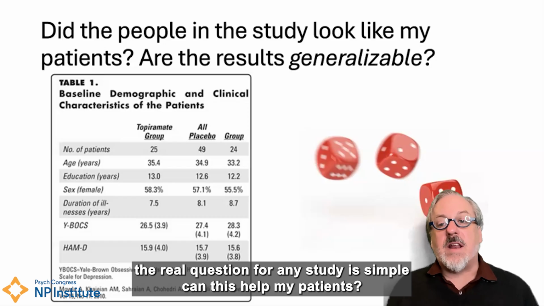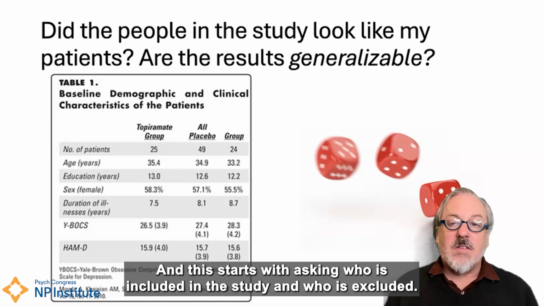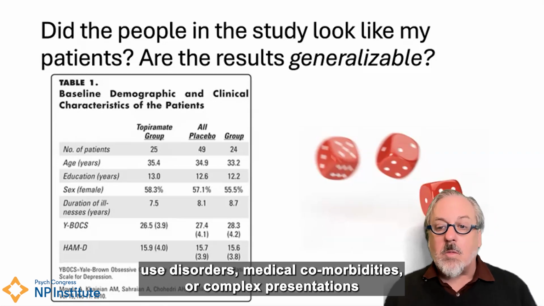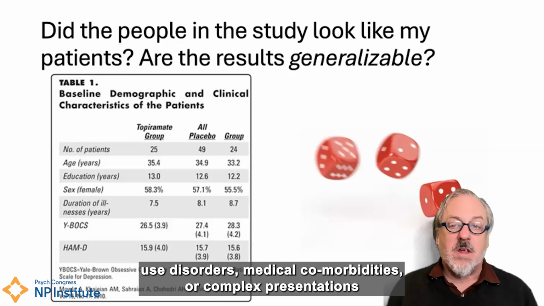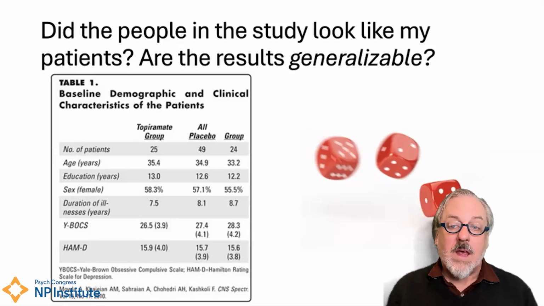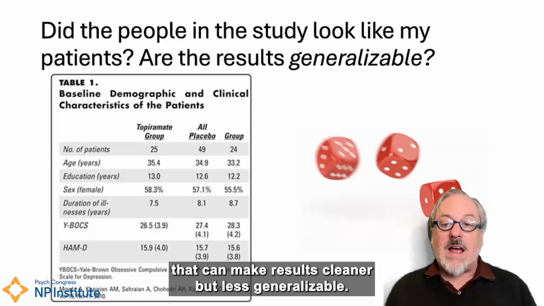The real question from any study is simple. Can this help my patients? And this starts with asking who is included in the study and who is excluded. Many psychiatric studies exclude people, for example, with substance use disorders, medical comorbidities, or complex presentations, like having more than one diagnosis or having a personality disorder. That can make results cleaner, but less generalizable.